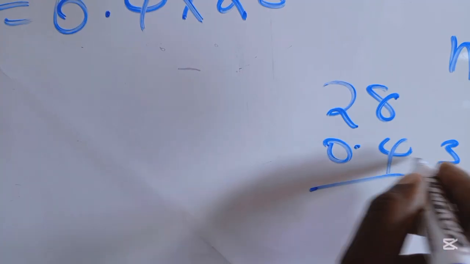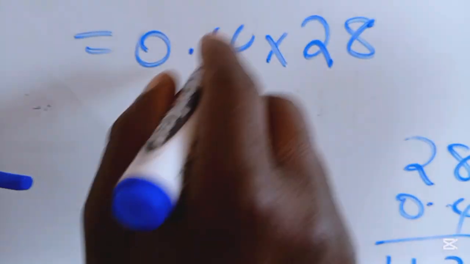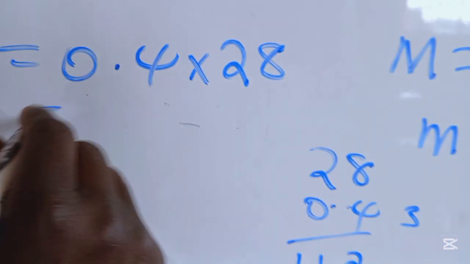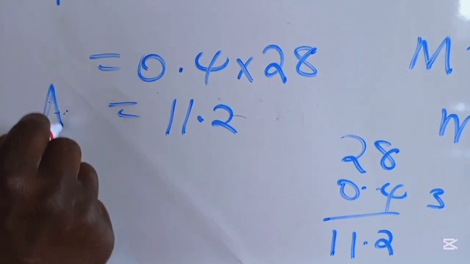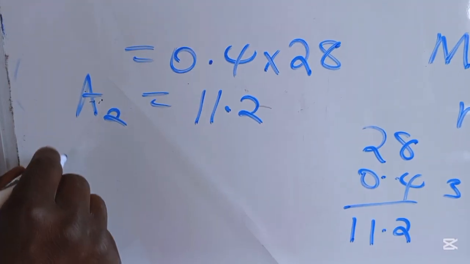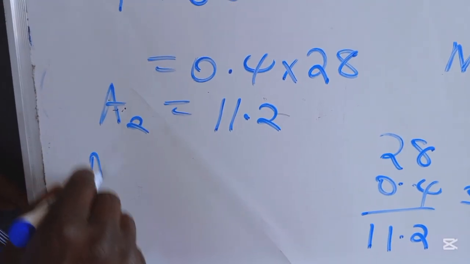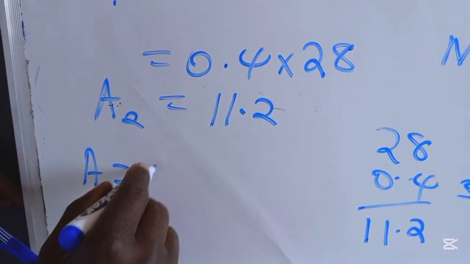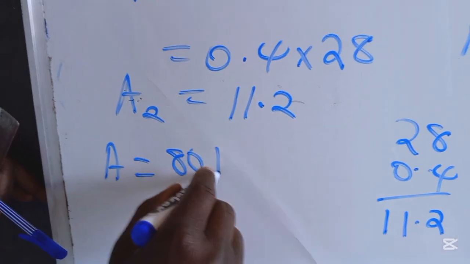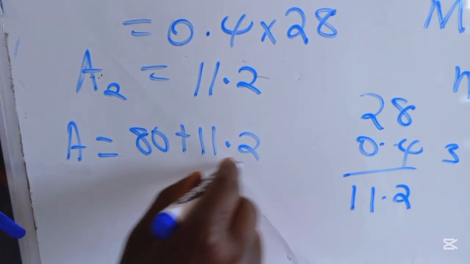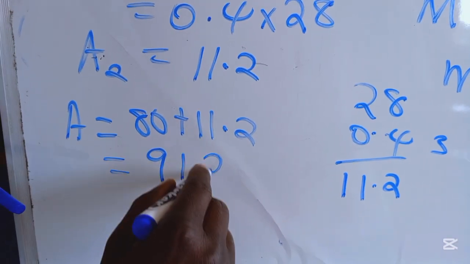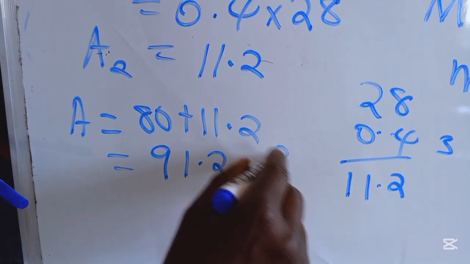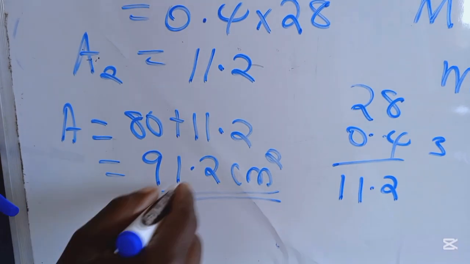Then what you get is 11.2. This is area 2. So for the total area, we are just adding 80 plus 11.2. You agree with me that this is 91.2 centimeters squared. So this is how we do it.